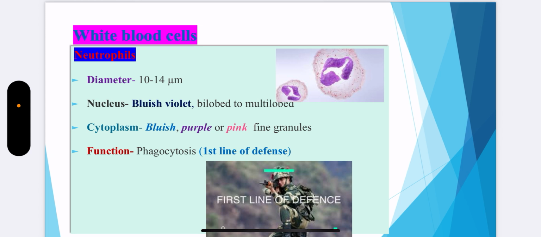Their diameter is around 10 to 14 microns, and the nucleus is bluish violet in color, as you can see here, and it can be bilobed to multilobed. These lobes are connected by chromatin threads. The cytoplasm is slate bluish in color, and it has purple or pink colored fine granules. The main function of neutrophils is phagocytosis. So we can say neutrophils are our first line of defense.